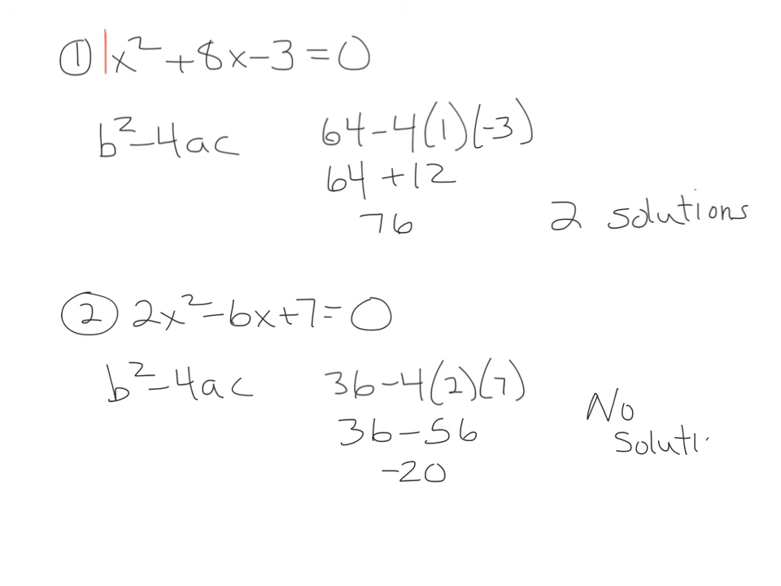That's because the discriminant ended up being less than 0. So greater than 0 means two solutions, less than 0 means no solutions, and if the discriminant actually equaled 0, that would give you one solution.